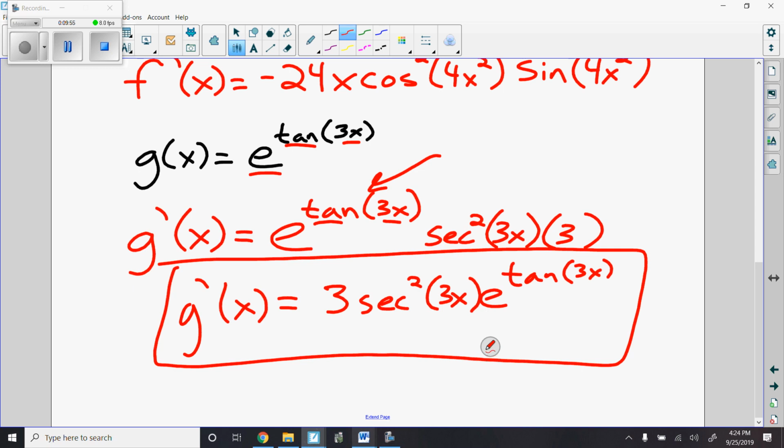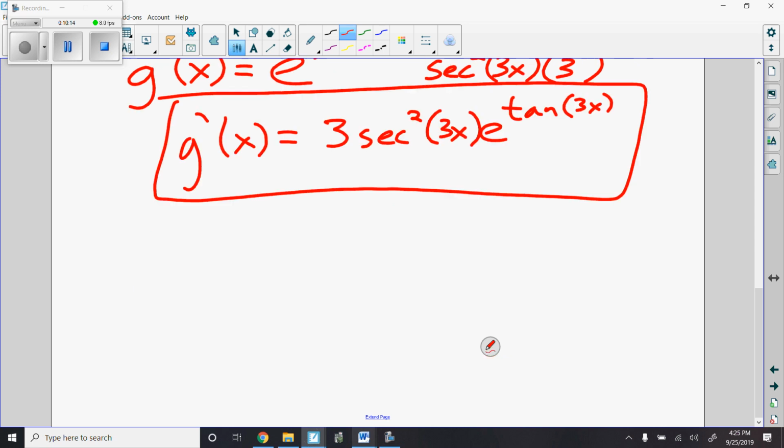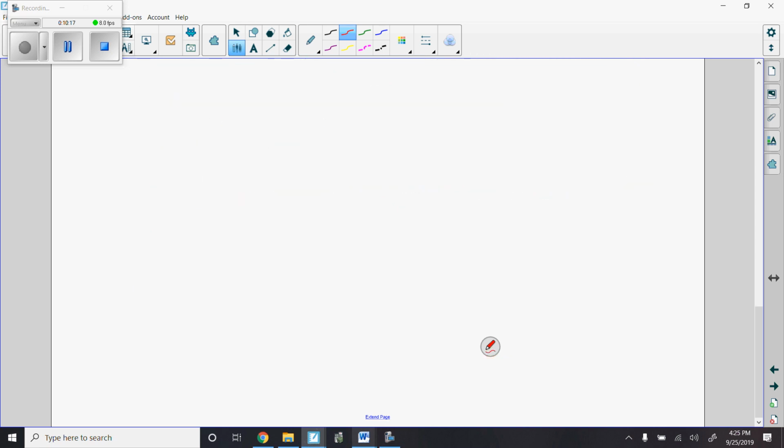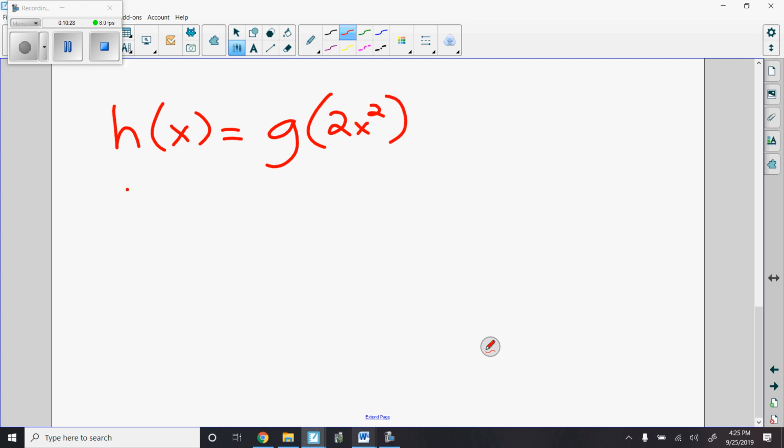All right. One more thing. Sometimes there's chain rules and we may not recognize it as a chain rule because we're mixing function notation with non-function notation. You saw a couple examples of that. Let me just show you one for everybody. Let's say you're given a function h of x, and that function is defined as g of 2x squared. And then I want you to find h prime of x.